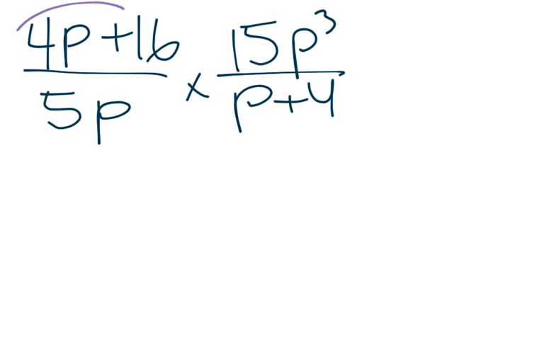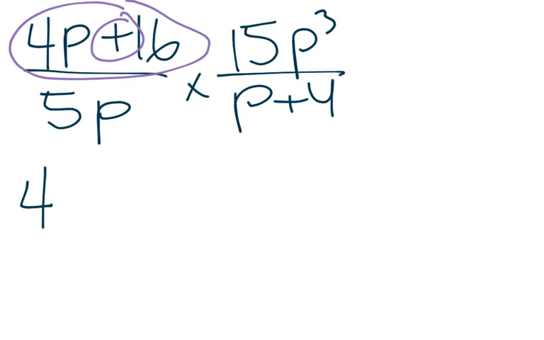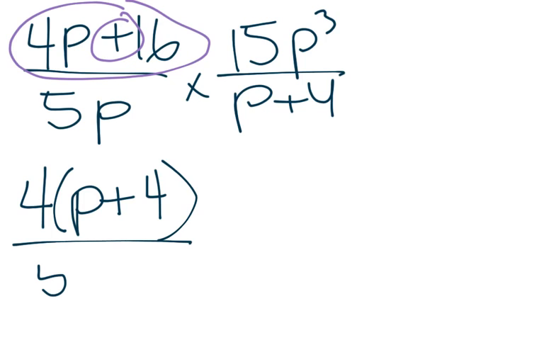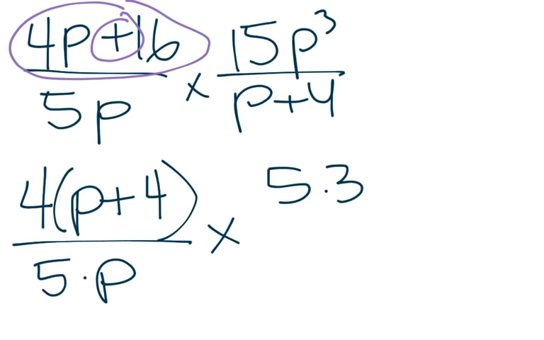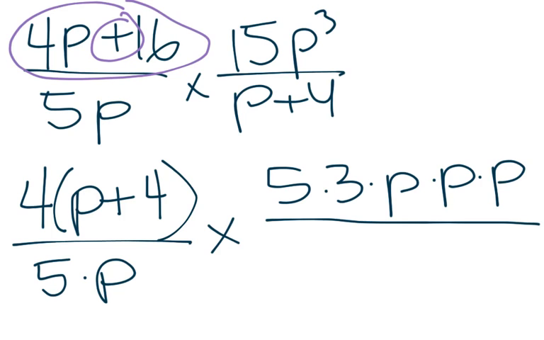So let's start with this first numerator. Since this is a binomial with a plus sign, we want to factor out the greatest common factor. So we are going to factor out a 4, and what we're left with is p plus 4 over 5 times p times 5 times 3 times p times p times p, which is 15p to the third, times p plus 4. So remember, we can't cancel out this p and this p, or this p and this p, because this has a plus sign in it.